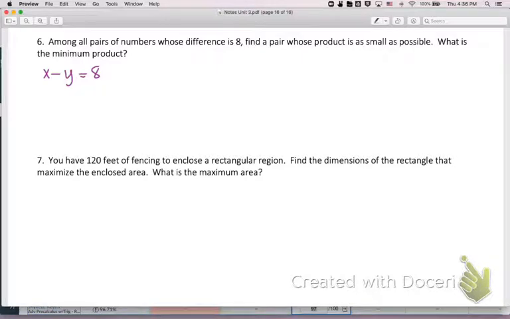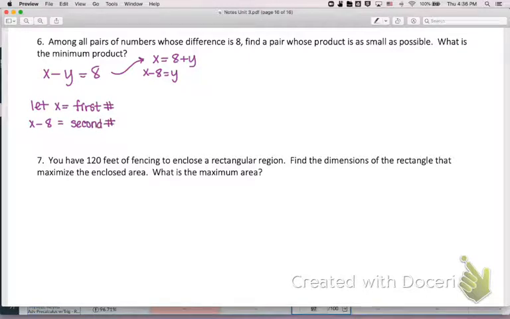So if we let x equal the first number, then does it make sense that if I take this equation here and add y to both sides, that gives me x equals 8 plus y, then I can subtract 8. So that tells me that y is equal to x minus 8. So that means that x minus 8 is the second number.